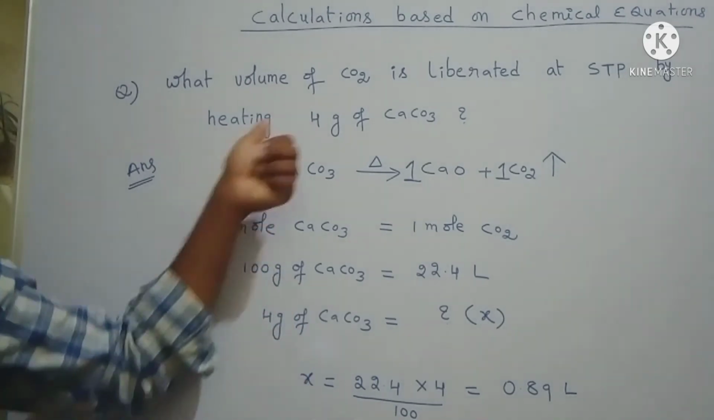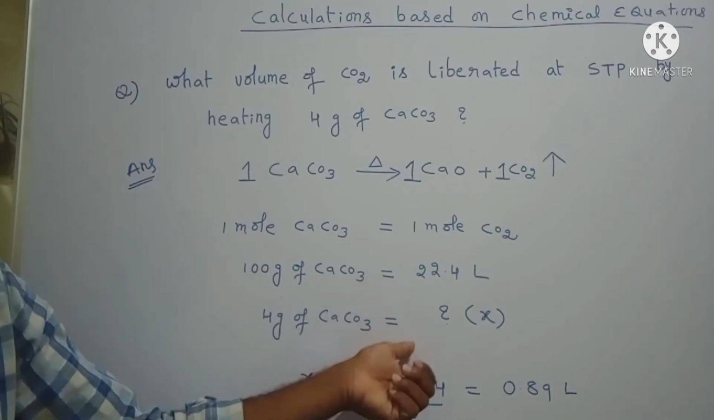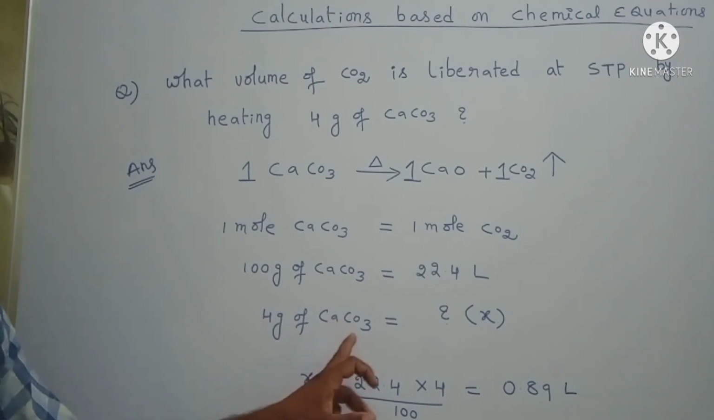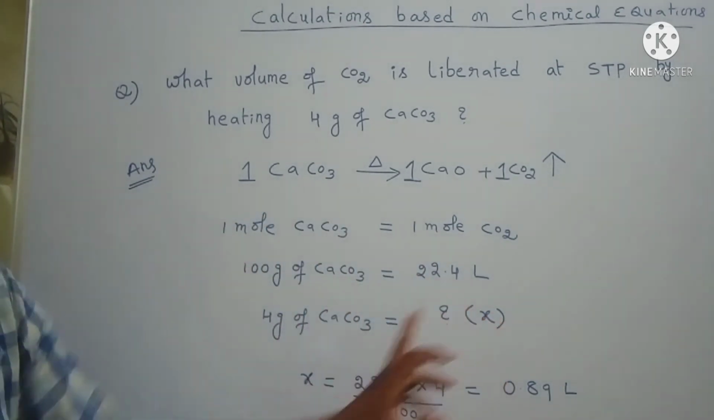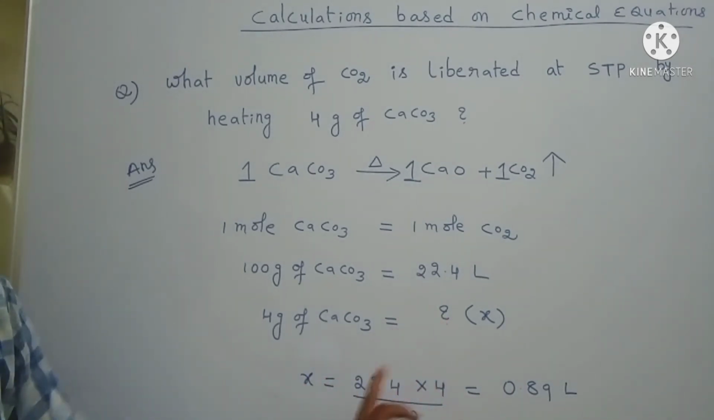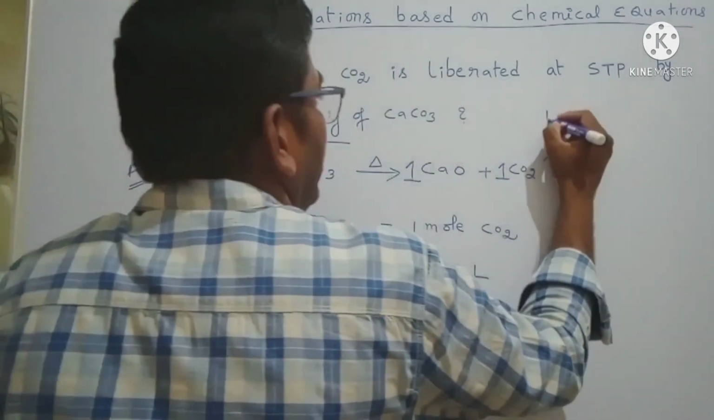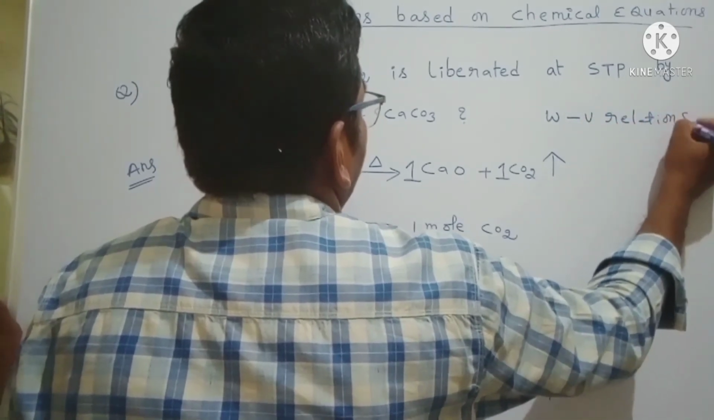Okay. So in the problem, 4 grams of calcium carbonate on heating gives how much volume of CO2? So 4 grams of calcium carbonate will give you question mark. Now we are finding X is equal to 22.4 into 4 by 100, that is approximately 0.89 liter. Okay, this is called weight volume relationship problem.